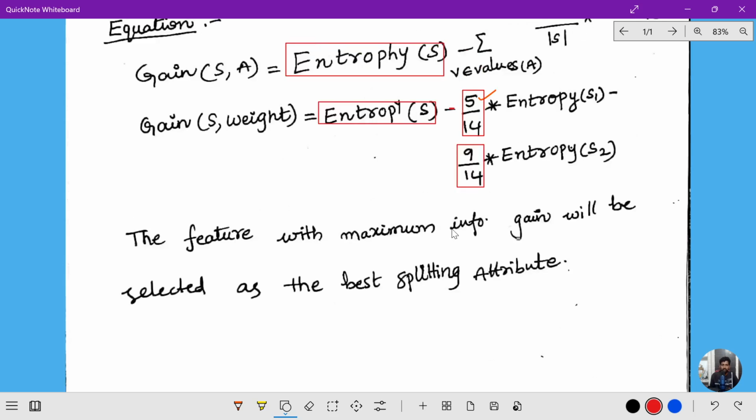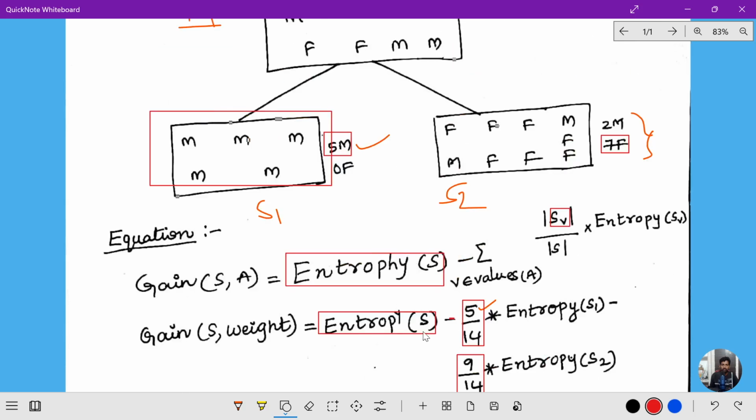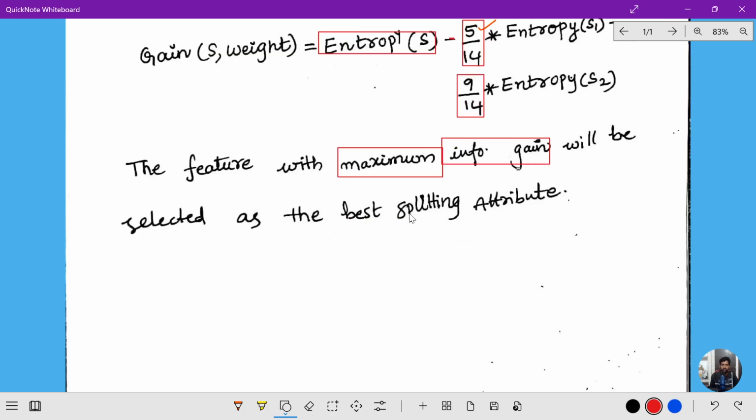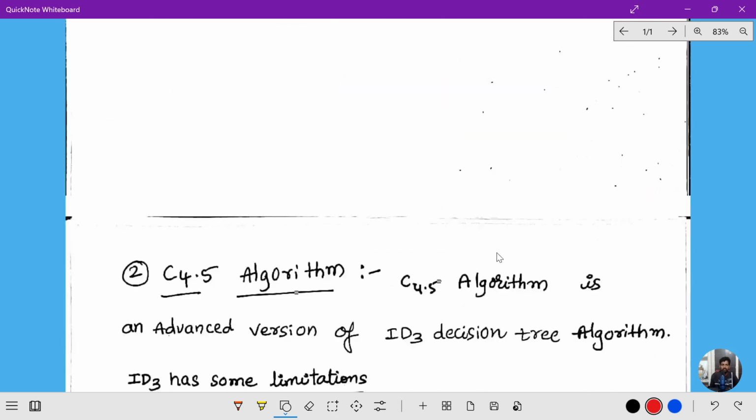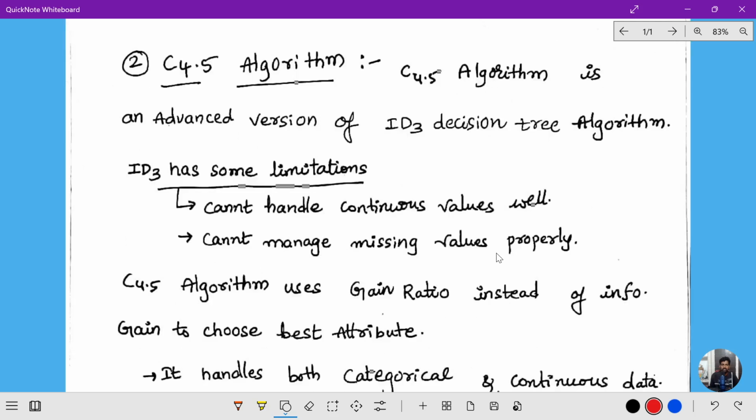So we are going to find all the information gain values. What is the best split? The one that gives the maximum, so you need to find all the values and select only the maximum information gain. So this is about the information gain. The second one is the C4.5 algorithm. Till now we talked only about ID3. Now we talk about the C4.5 algorithm.